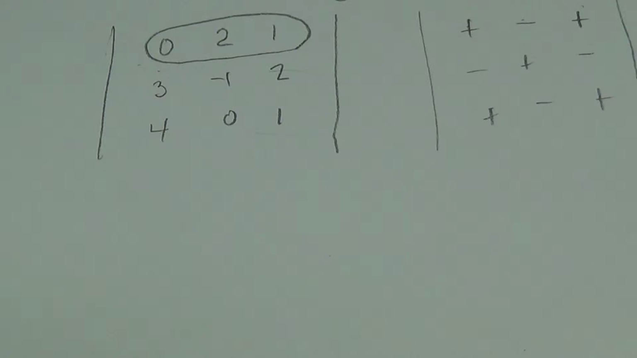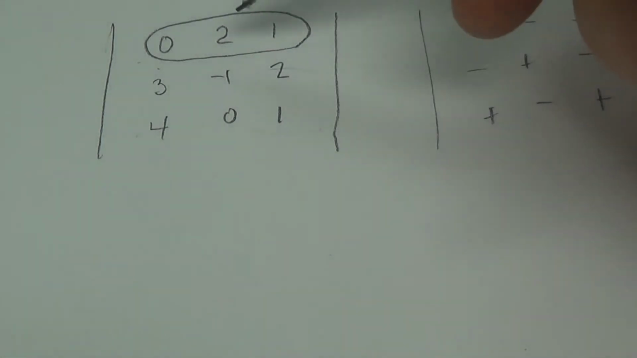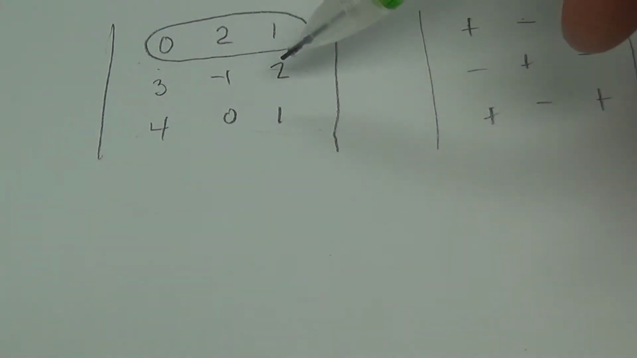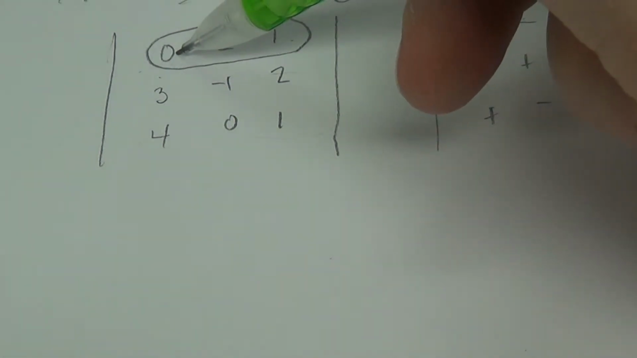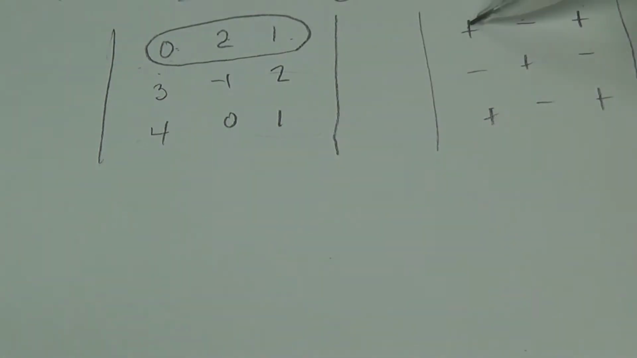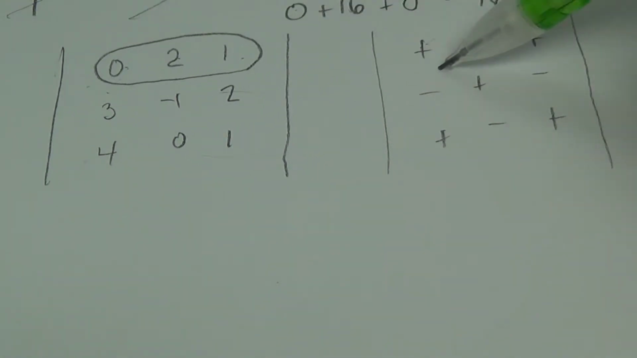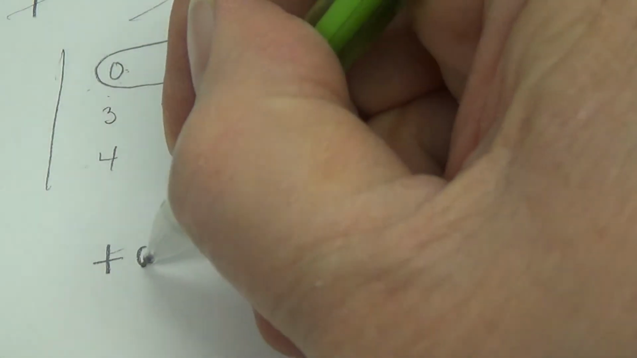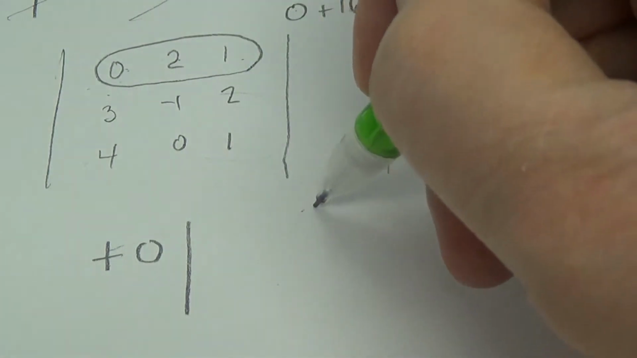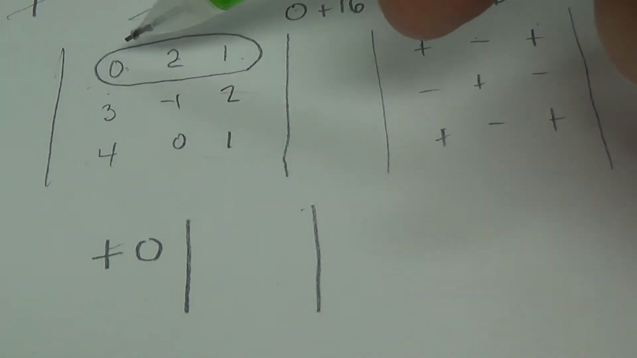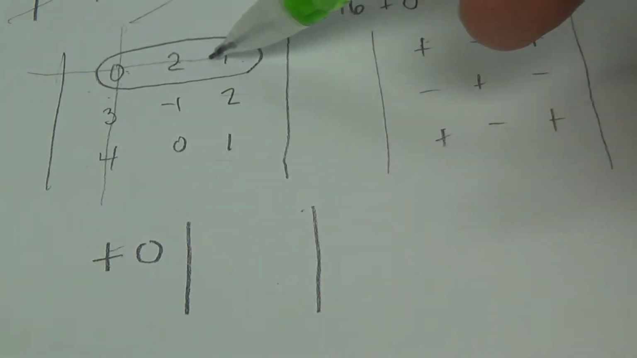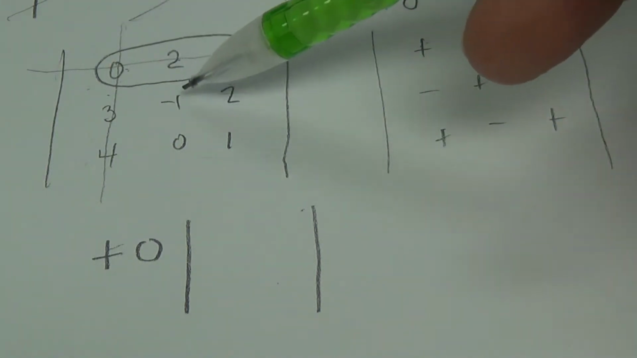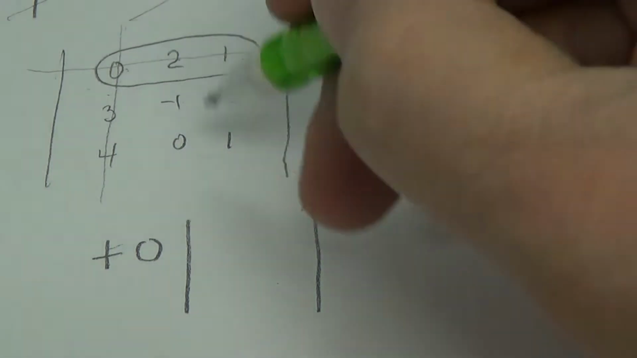Alright, what I do now with that is I'm going to create a smaller matrix for each of these elements. So I'm going to start out with 0, and I'm going to connect 0 with the checkerboard. The checkerboard spot for 0 is plus. So I'm going to write plus 0 times a matrix. And that matrix is going to be found by eliminating the column and the row that 0 is in. And that leaves me the matrix negative 1, 2, 0, 1.